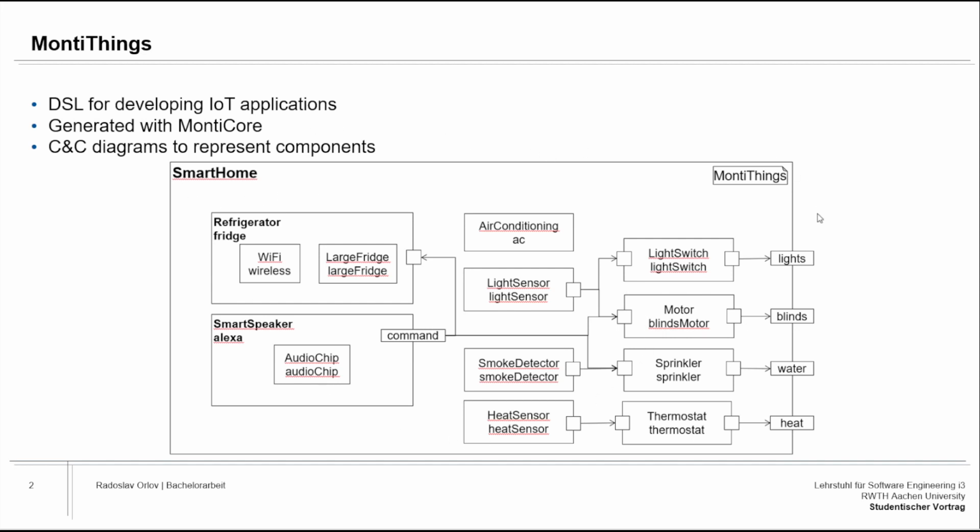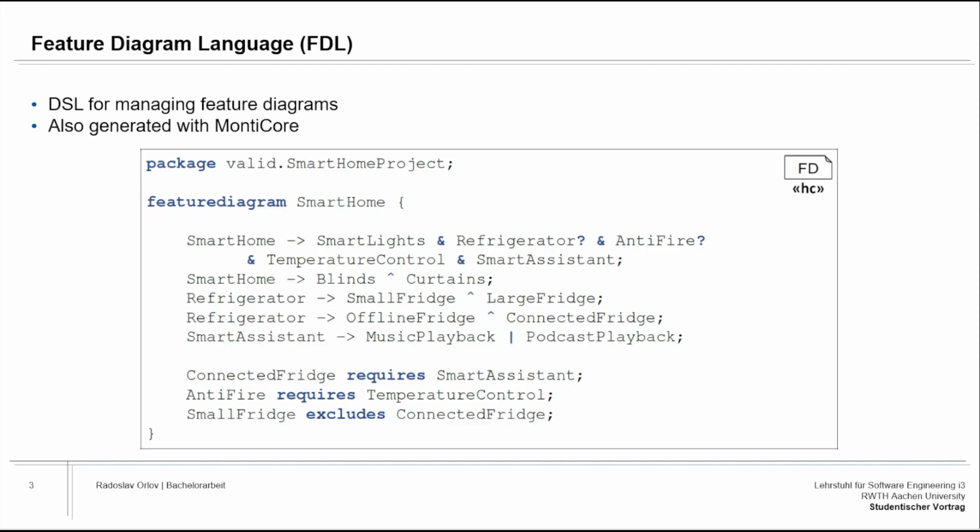As you can see, there is this main smart home component, which contains a number of subcomponents connected together using ports and connectors. These connectors pass around some information, which is necessary for the proper operation of the components. The MontiThings project is combined with the feature diagram language project, which offers a Monticore-based textual representation of the popular feature diagram paradigm. As feature diagrams are especially useful for managing software variability, they are an appropriate approach to solving the software variability problem at hand.